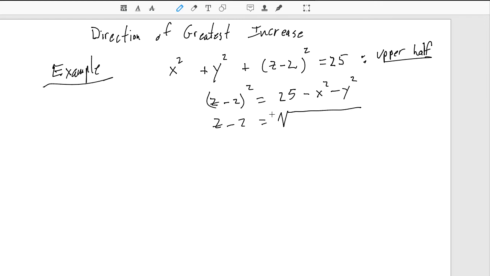Now, of course, here I'd have to put a plus or minus, but I'm only considering the upper half, so I'm only putting the plus. So this entire thing is going to be above the xy plane, and by adding this 2 here, the lowest z value is going to be 2 then.